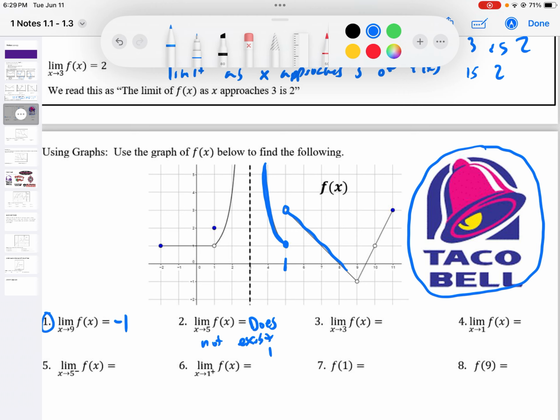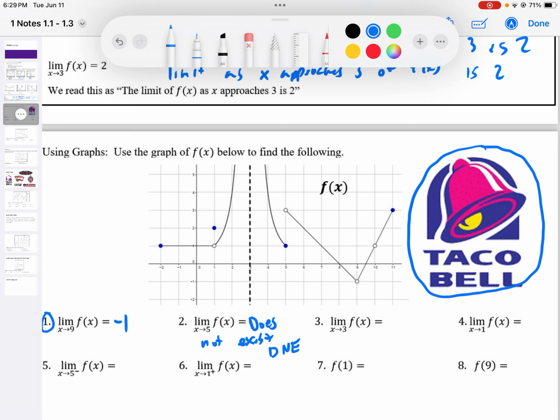From now on, we're going to write DNE for does not exist. So the limit doesn't exist if the function is not approaching the same y value from the left and from the right. All right, so hopefully that makes sense. Think about Taco Bell. If you meet up at a Taco Bell, the limit exists. If you don't meet up, the limit doesn't exist.